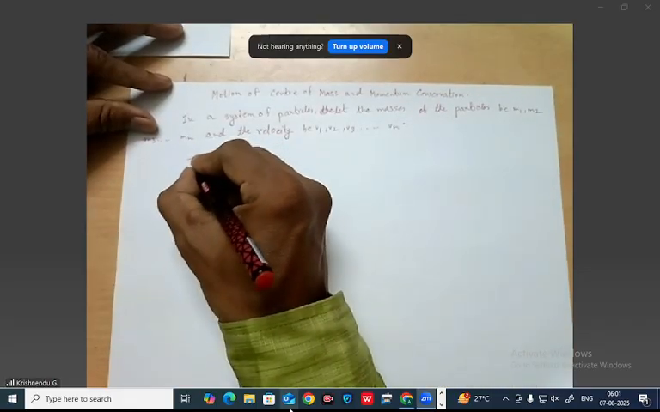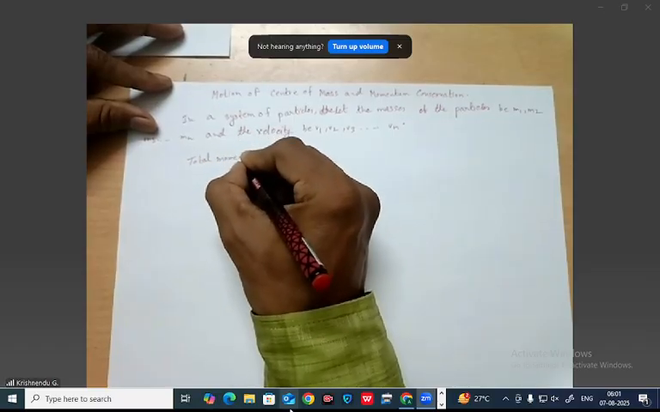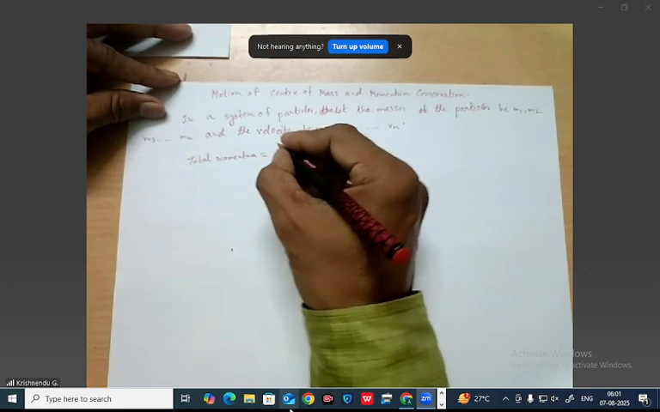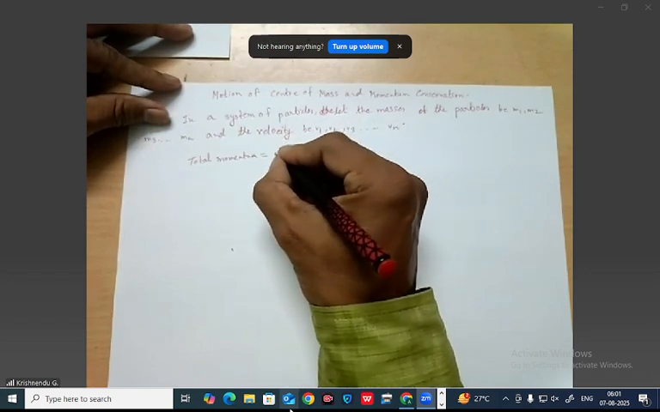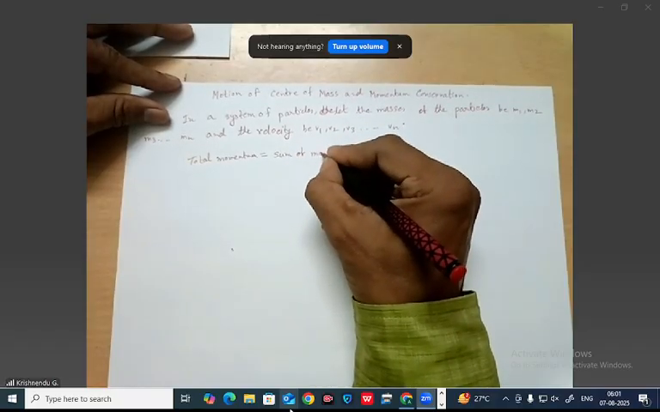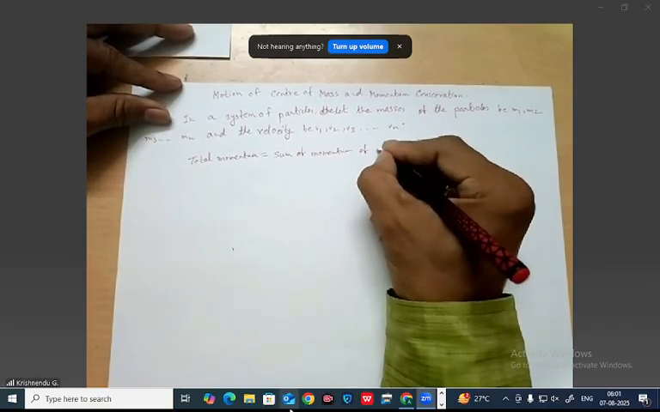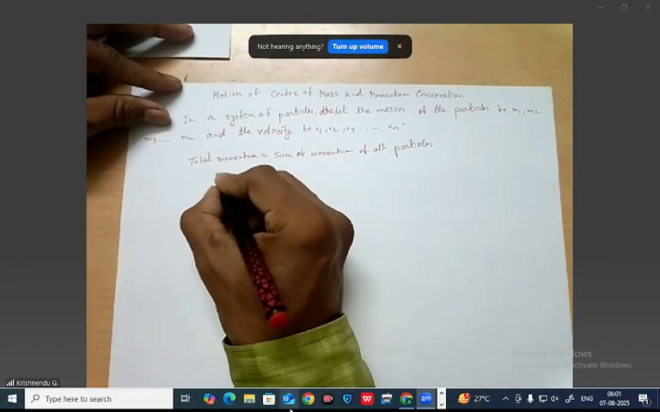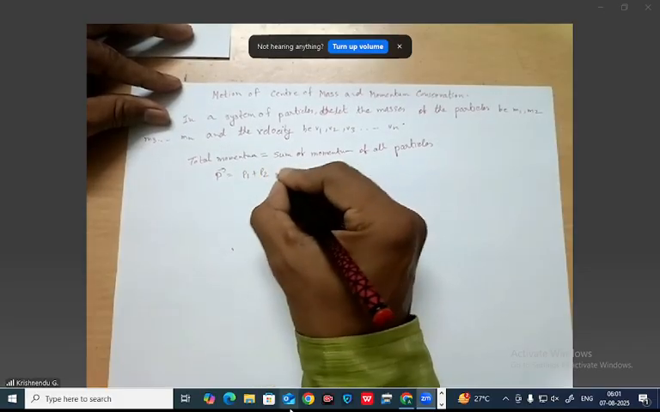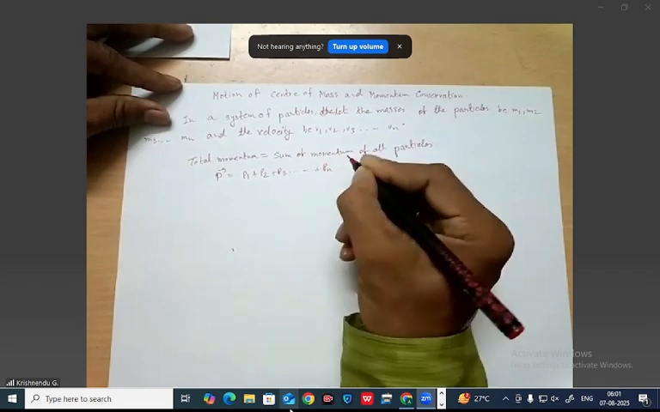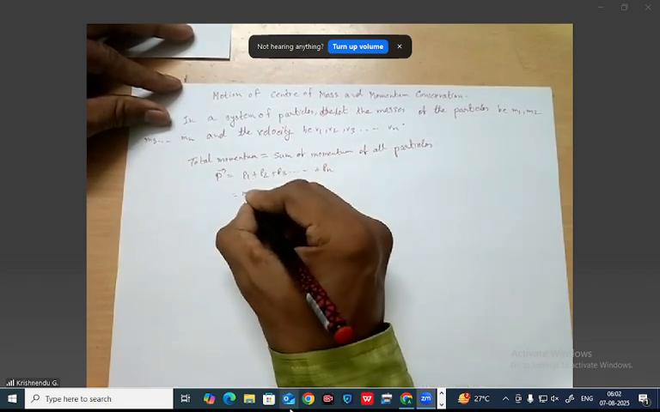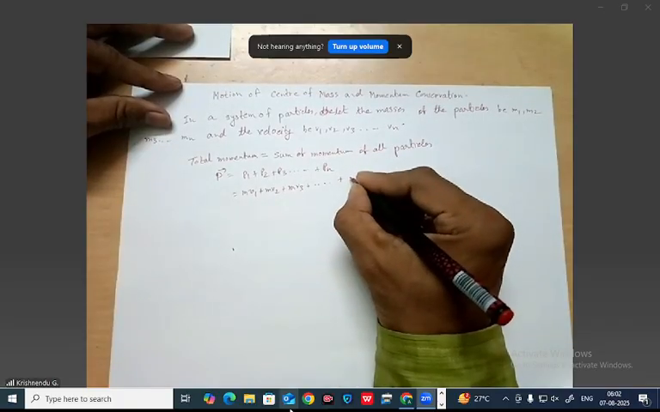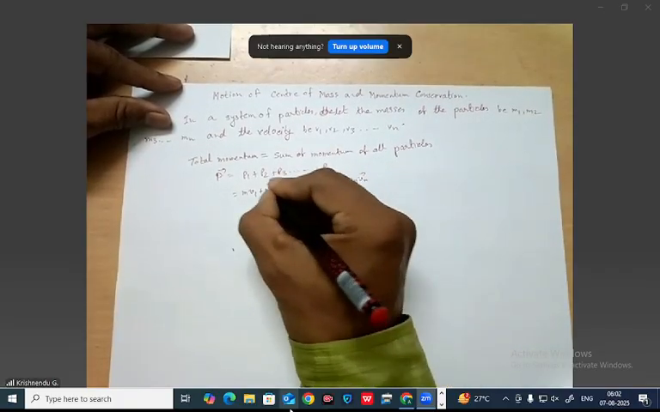Therefore, you now know that the total momentum is equal to the sum of the momentum of all particles. So the total momentum vector P is equal to P1 plus P2 plus P3 up to Pn. You can write this as m1 v1 plus m2 v2 plus m3 v3 plus mn vn. These are vectors, therefore we write them as vectors.